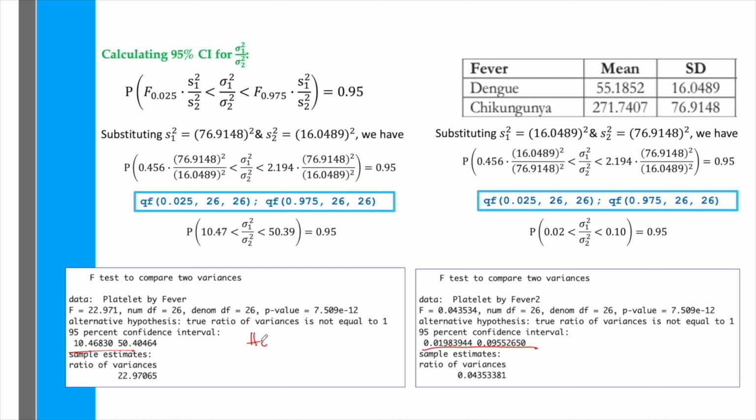Since our null hypothesis implies that the population variances are equal, then dividing the two population variances will have a ratio of 1. And since both 95% confidence intervals, as you notice, do not include 1, then the null hypothesis was rejected. And of course, that is supported by the p-value, which is less than 0.05, which indicates that we have no reason to doubt the alternative hypothesis.